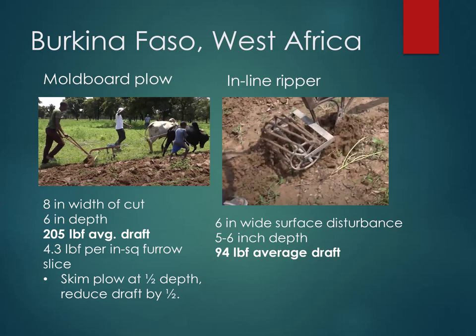They favor a plow with a small cutting width, usually about 8 inches, and run at a depth of 5 to 6 inches. The soil is a coarse sandy loam. The average draft was 205 pounds force, 4.3 pounds force per square inch of cross-sectional furrow slice.